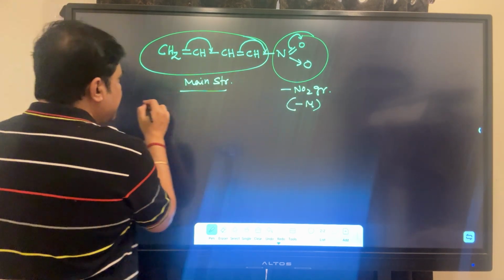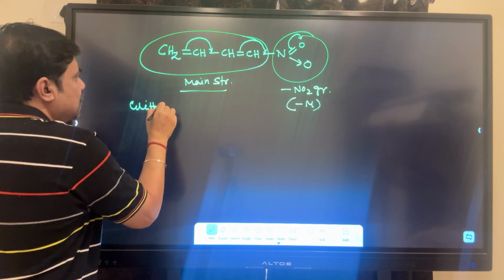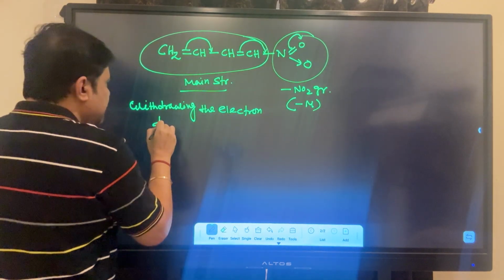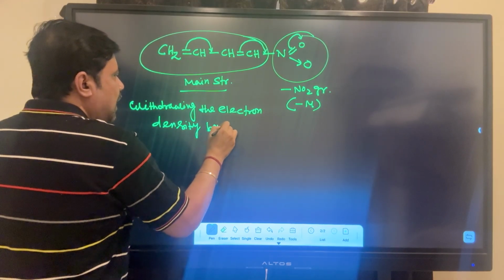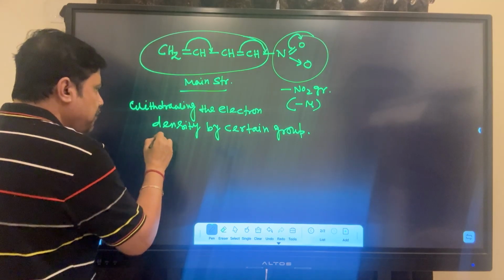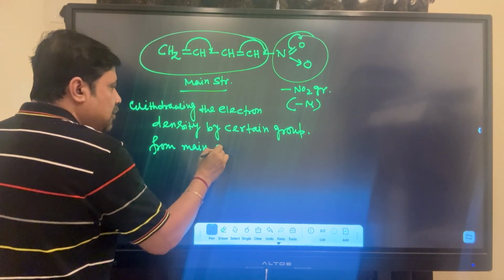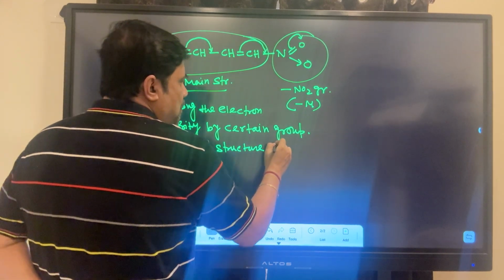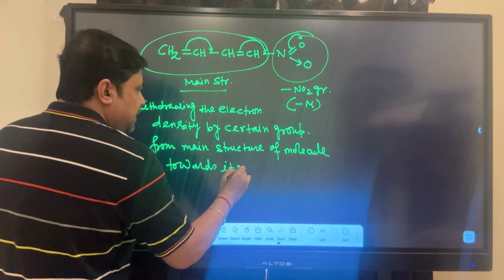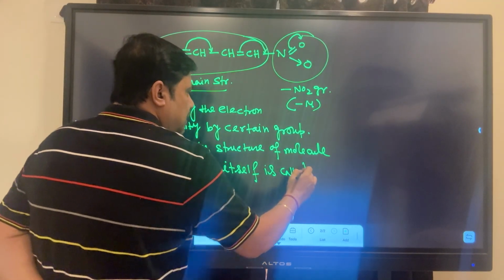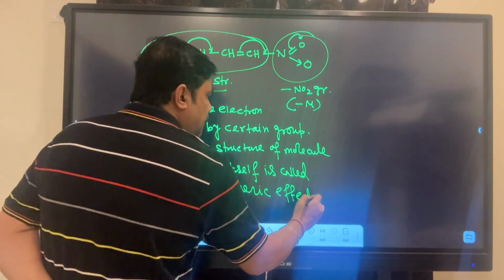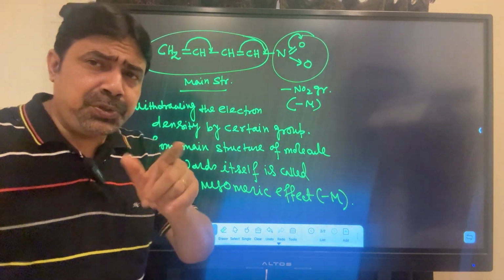That means what is my minus M effect? I can say that withdrawing the electron density by a certain group from the main structure of the molecule towards itself is called mesomeric effect, negative mesomeric effect or minus M. So now what is the difference between resonance and mesomeric effect?